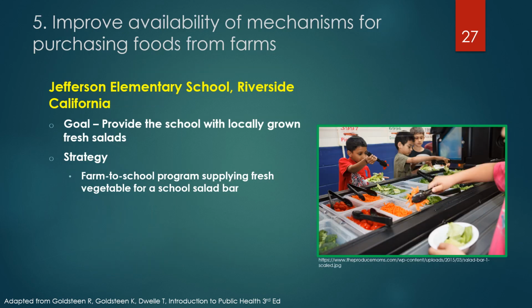5. Improve availability of mechanisms for purchasing foods from farms. In 2005, Jefferson Elementary School in Riverside, California, launched a farm-to-school salad bar program that provides elementary school students access to a daily salad bar stocked with a variety of locally grown produce as an alternative to the standard hot lunch. Two small, locally owned family farms within 30 miles of the school sell their produce at an affordable price and make weekly deliveries to the school.